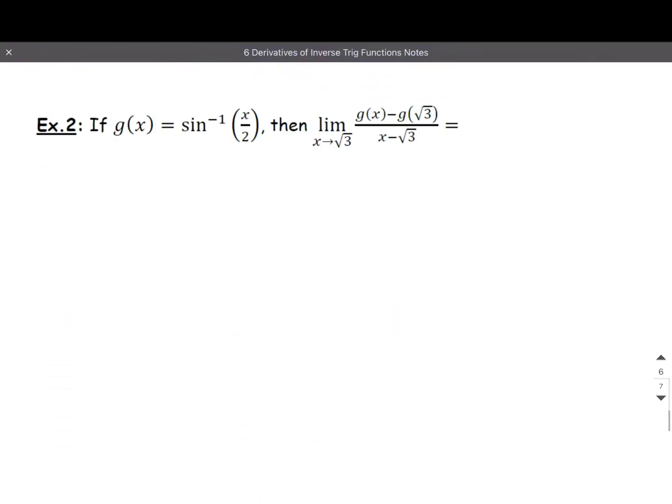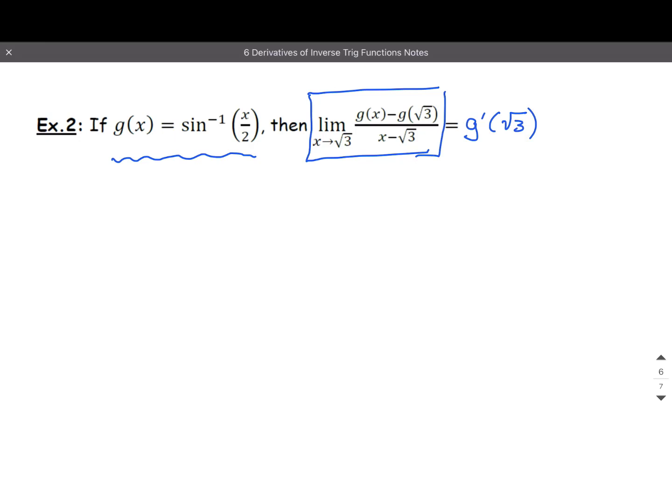Now look at this. This should look familiar. The limit as x approaches radical 3 of g of x minus g of radical 3 over x minus 3. That is simply g prime of radical 3, right? Okay. Now if g of x is sine inverse of x over 2.